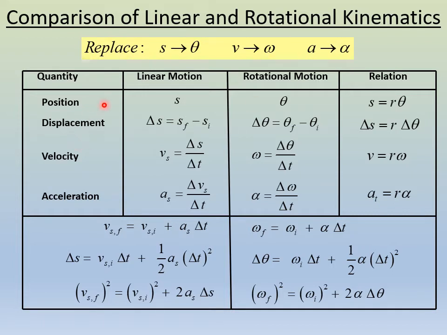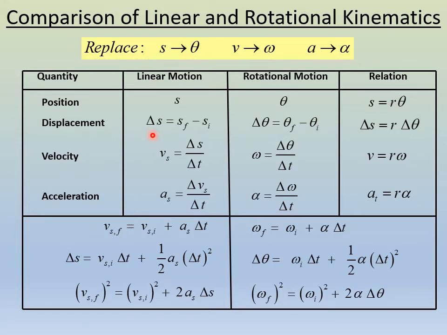So for position, when we're talking about an object just moving in a straight line, we can use either the variable x, or we can use s if it's the motion along a circle. But for rotational motion, we are going to deal with the angular position, right? What angle along the circle it is. And those two quantities, s and theta, are related by s, the arc length, equals r theta.